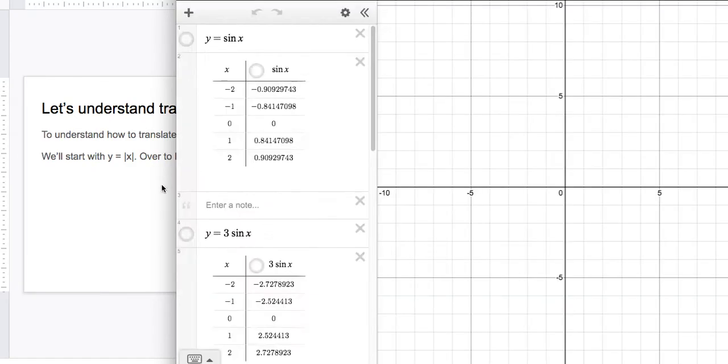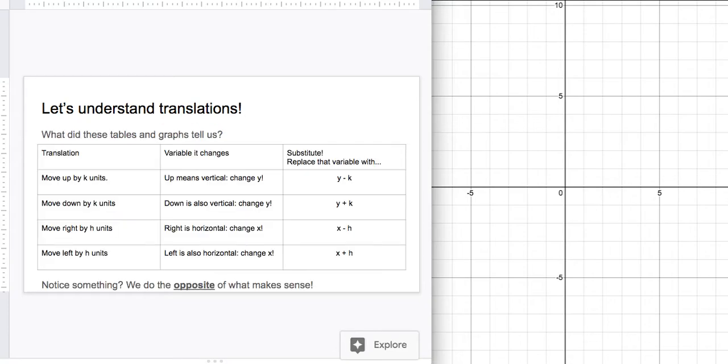So let's go back now and put this all together. So with translations, anytime I want to move, I've got to think about which way. So if I'm moving up or down by k units, that means a vertical change. It's the y that changes. Moving up means I'm going to have to subtract that many from the new y. Moving down means I'd have to add that many to the new y to get back. So to do that change, I replace y with y minus k or y plus k.